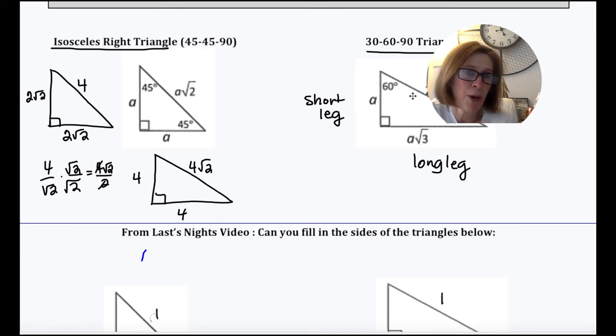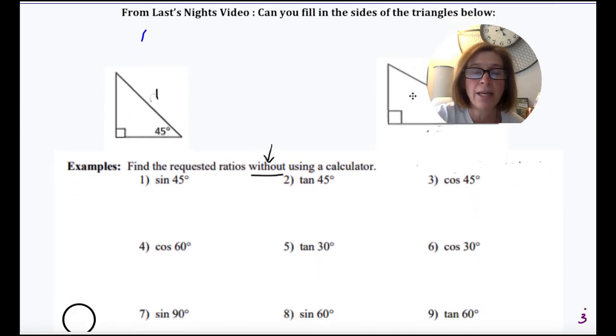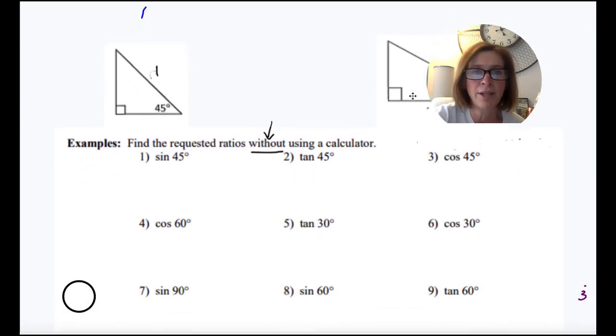All right, so you had some practice on that. The answers are posted for you. If you have any questions, please reach out. All right, so we're going to take it and move into our current work. I want to practice this. I want you to realize what to do if you have a triangle that has a hypotenuse of 1.